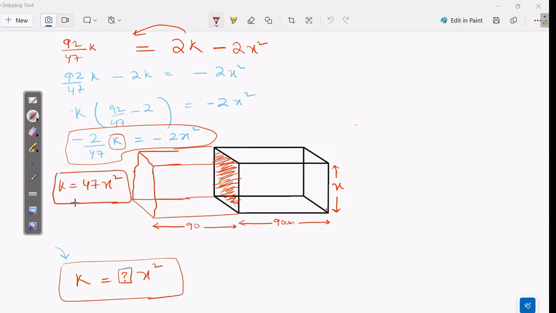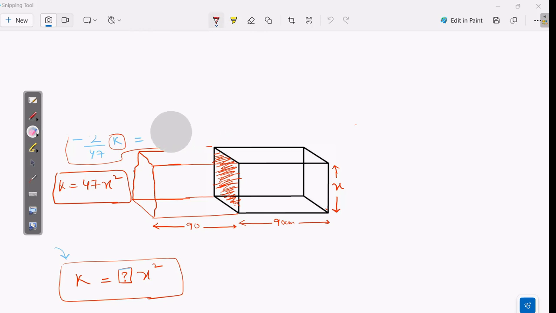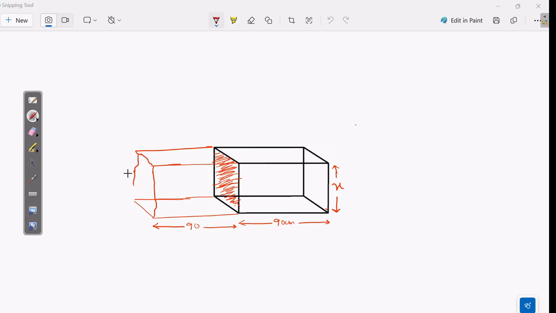Okay, so we have this relationship. Let me remove everything else. K is equal to 47x square. Now we have used two pieces of information. We used that weird fraction 92 over 47. We have also used the information that the surface area of one prism is k, but we still haven't used the information that these lengths are 90. This length is 90.